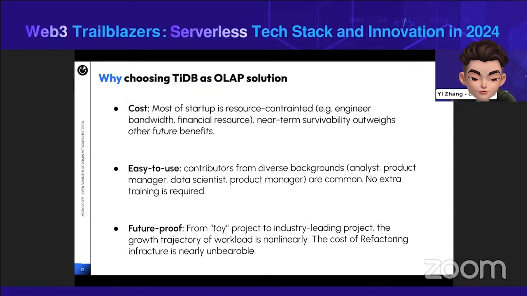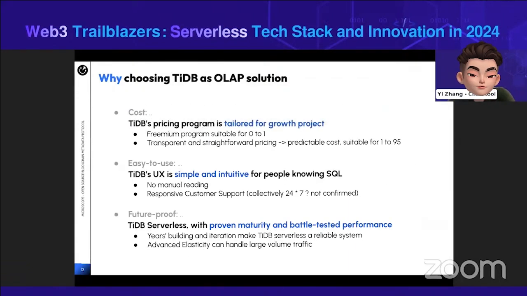And future proofing. At the beginning, the project can be considered kind of a toy project. It might have just a single digit TPS requirement, but in the long run, everybody has an ambition to build a very impactful project. If our project succeeds, we hope we will not have to refactor our infrastructure when it becomes mature. So we want to make sure the current choice can be considered future proof. Those are some of my considerations when I make a decision.